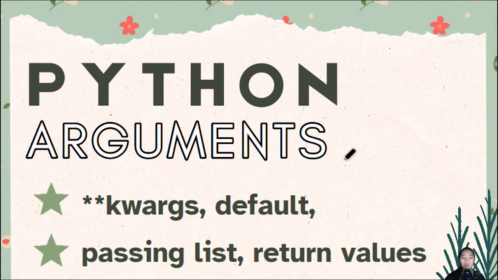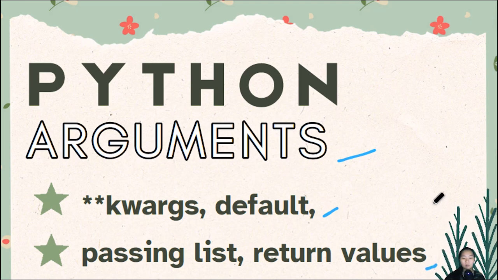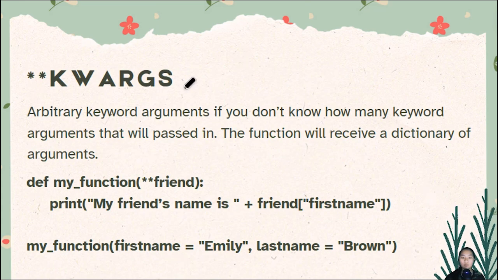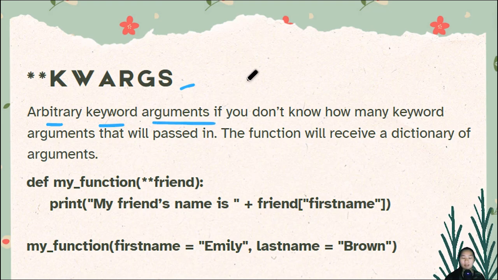Today's lesson is about arguments, and we're going to take a look through their use cases, their syntax, and why and when we need them. First off, we're going to take a look at arbitrary keyword arguments. This is for the case that you don't know how many keyword arguments will be passed in.